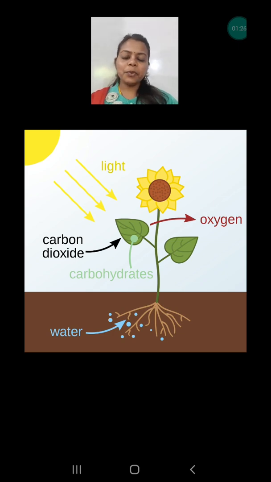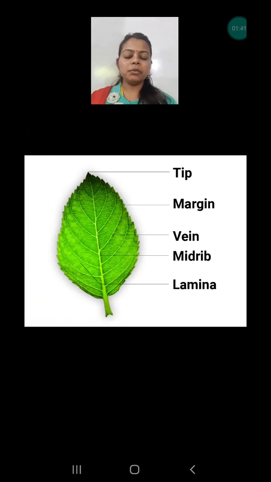Okay, so this is the process on which we can say the whole world is depending, because in this process plants make the food and on that food we are depending. So this is the very basic thing that we have to know in this chapter.